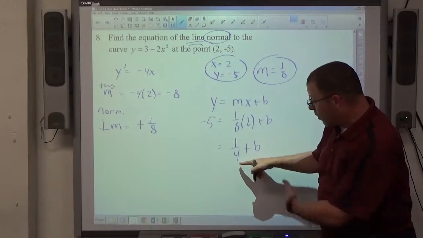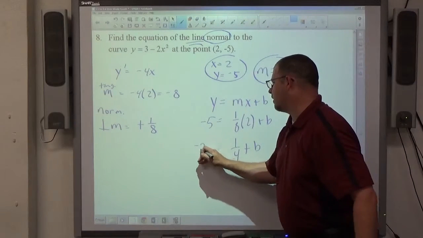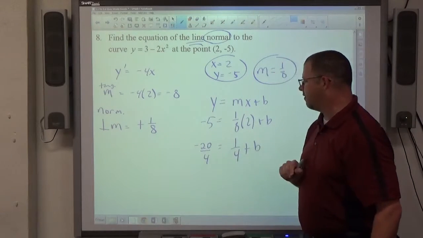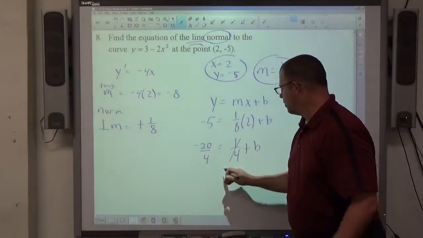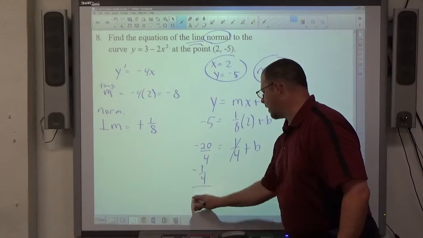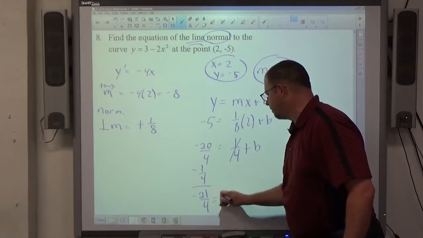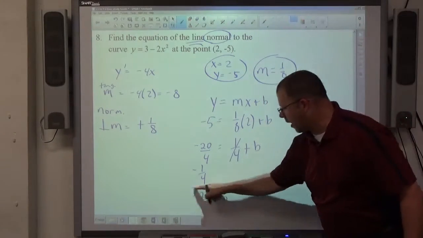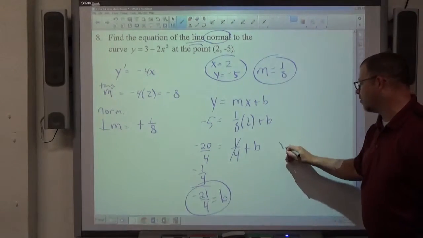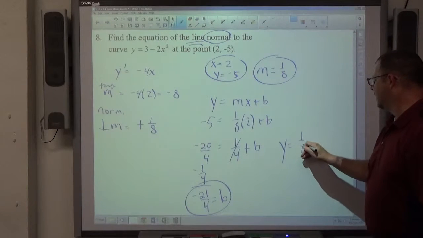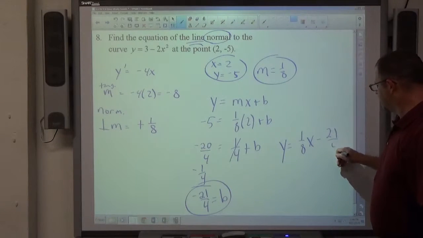Common denominator of 4, so I need this to be over 4, so negative 20 over 4 is equivalent to negative 5, but it has the right denominator. Move the 1/4 over, I get negative 21/4 equals b. Slope of 1/8, y-intercept of negative 21/4. Equation of the normal line, y equals 1/8 x minus 21/4.